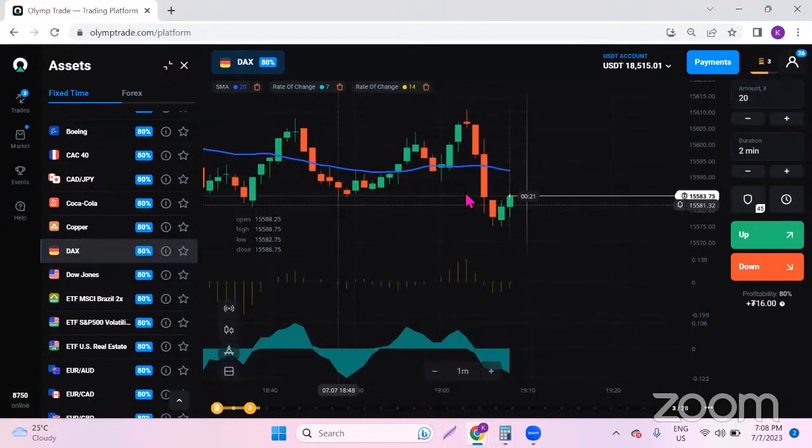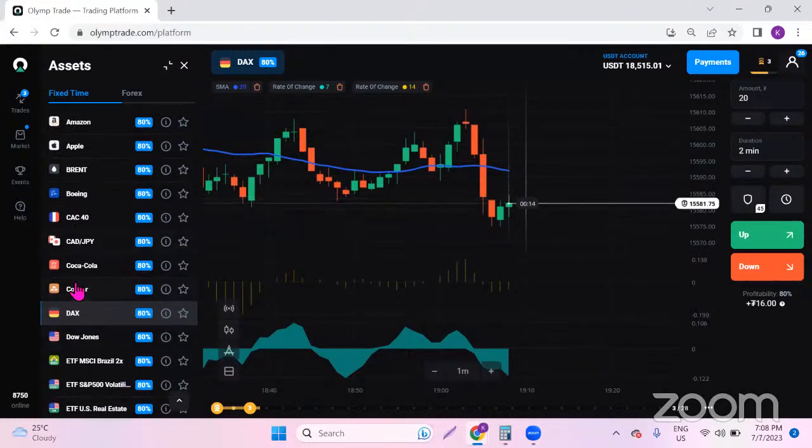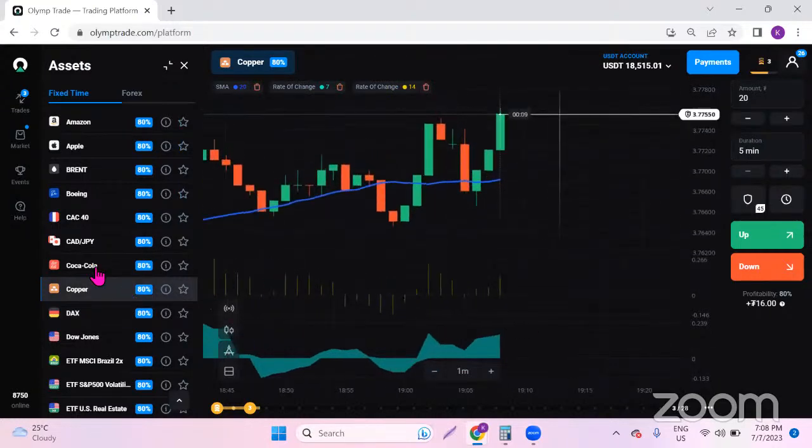Well, DAX, we do not have a signal up because the green candles are below this line and the ROCs are not giving a signal. I had that in the comment section. Okay, here there might be a signal.